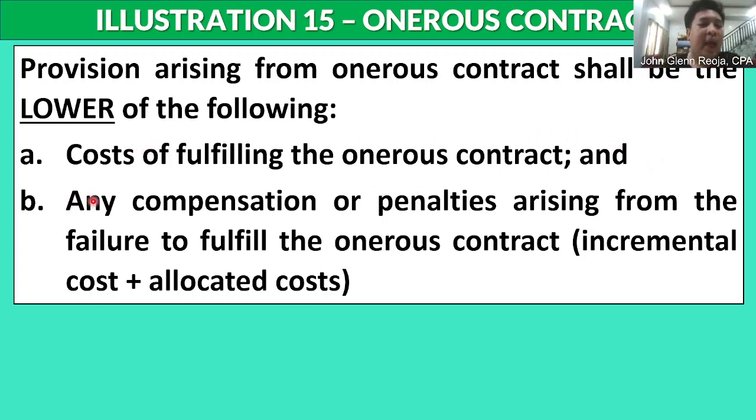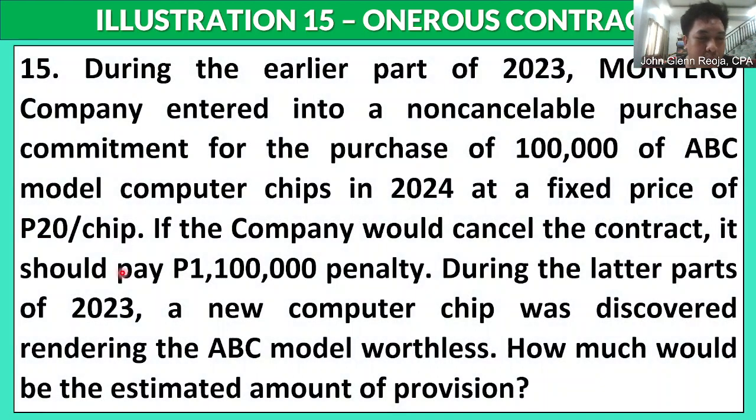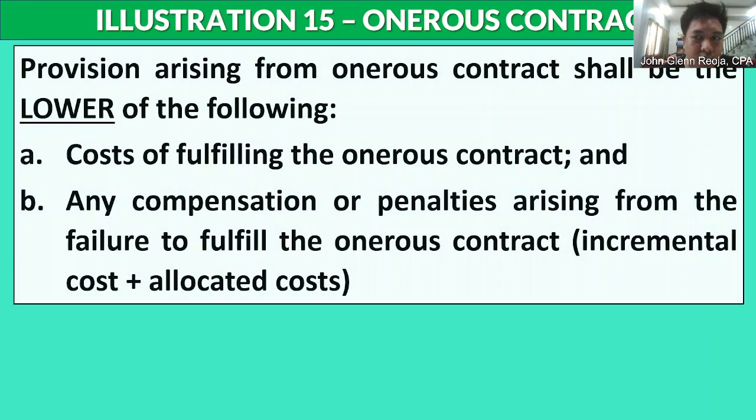And letter B, any compensation or penalties arising from the failure to fulfill the onerous contract. This is the incremental cost plus allocated cost. How much is the penalty? They will pay 1.1 million if they cancel the contract. In the onerous contract case, it shall be the lower of the following: 2 million versus 1.1 million. So, the amount of provision must be 1.1 million, the lower, the penalty.